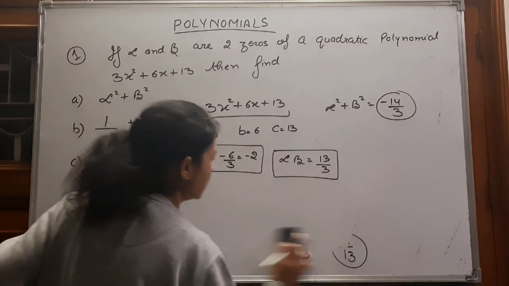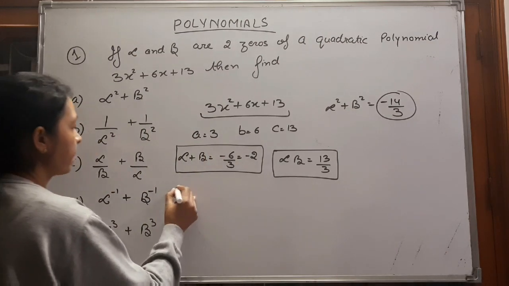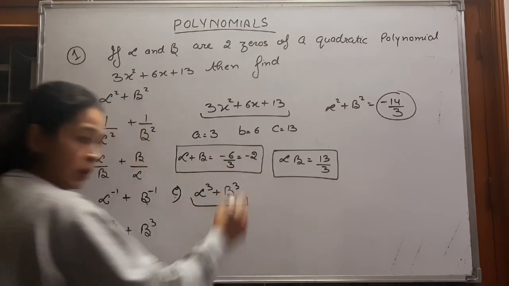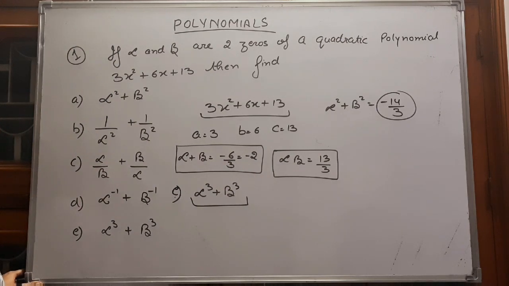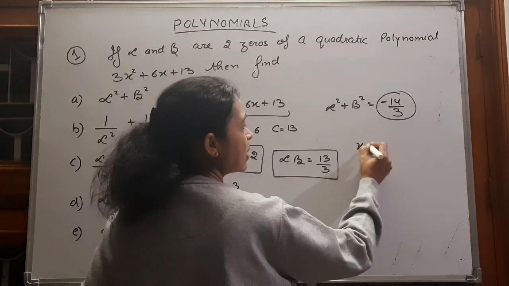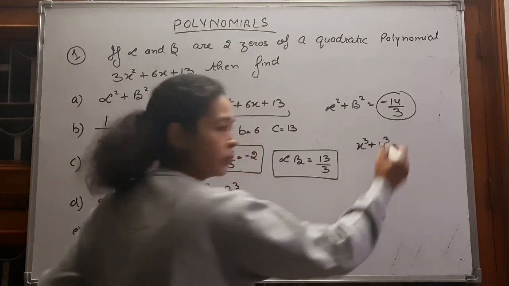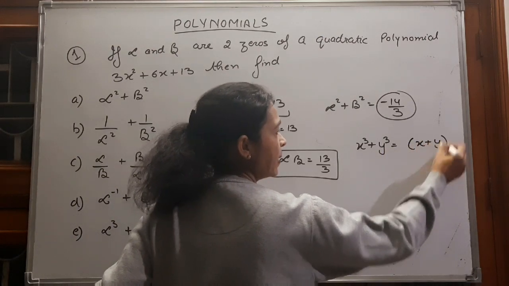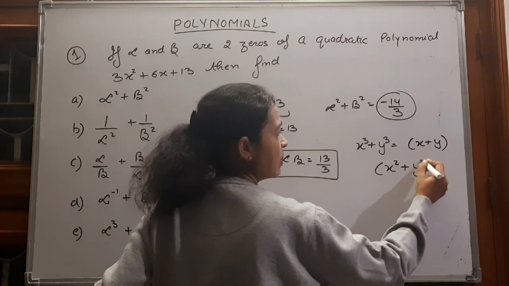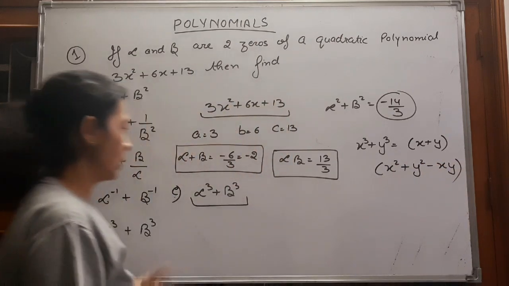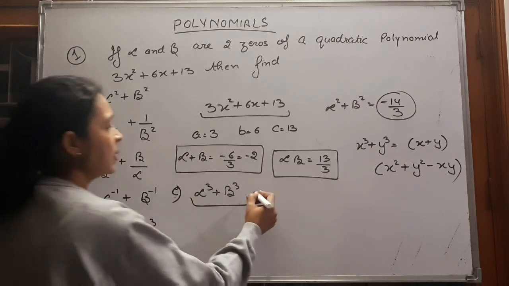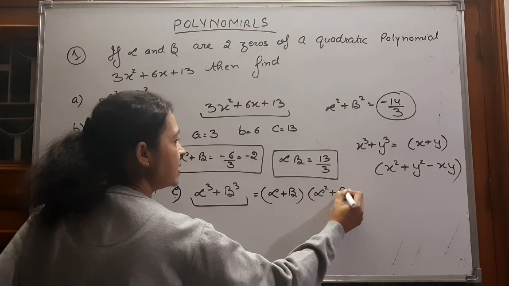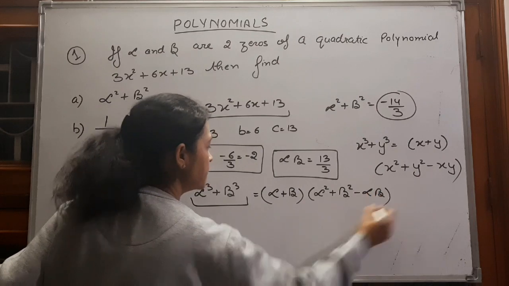Let's do part 5. This is alpha cube plus beta cube. Bachche, you have learned this formula in class 9, a very important formula for class 10 also. What is the formula for x cube plus y cube? X cube plus y cube is x plus y into x square plus y square minus xy. Here we have alpha cube plus beta cube, which equals alpha plus beta into alpha square plus beta square minus alpha beta.